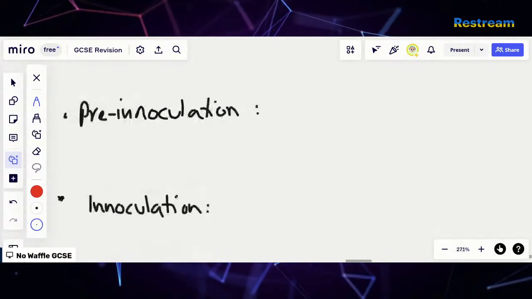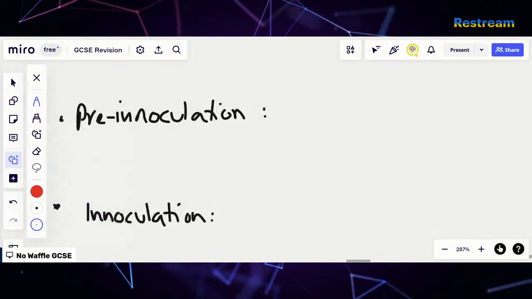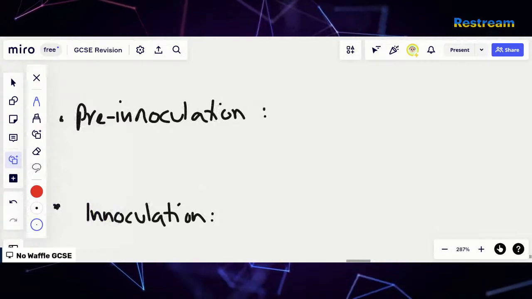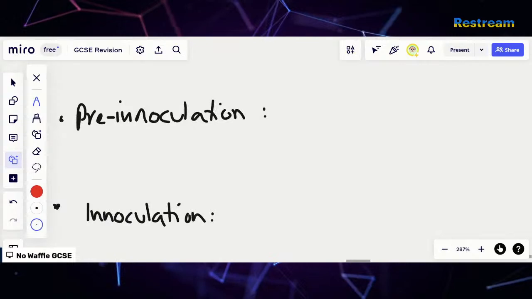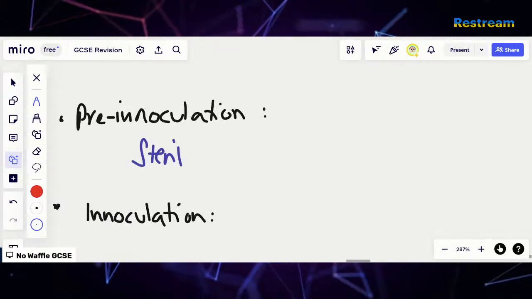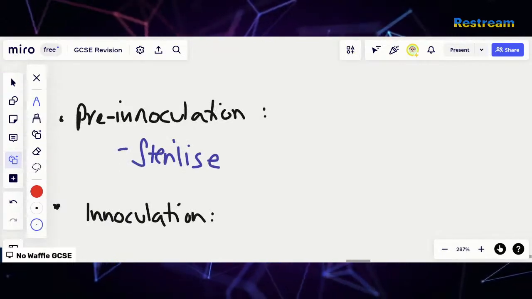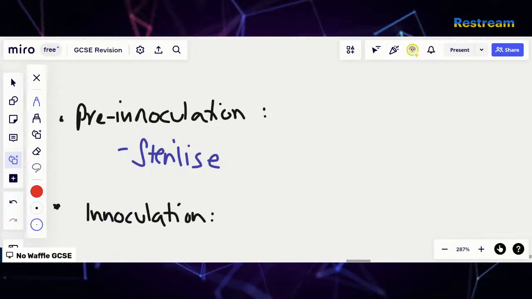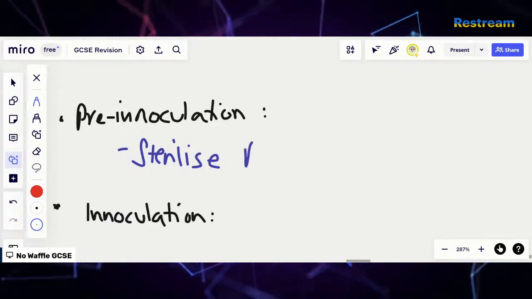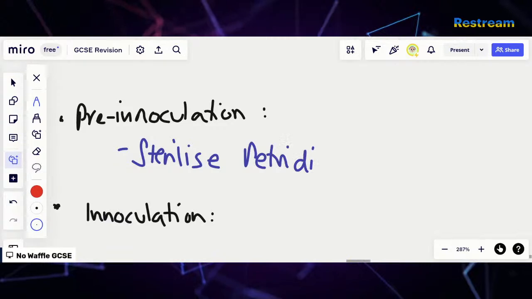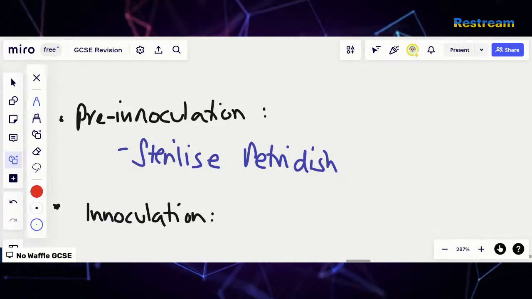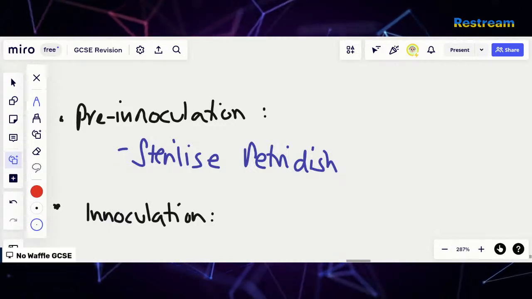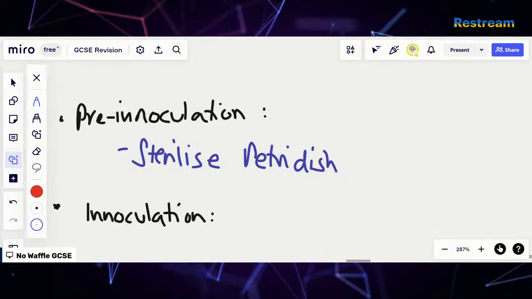So what happens at pre-inoculation? Let's look at that first. At pre-inoculation, first of all, we have to sterilize everything. Things we sterilize include the petri dish itself, because we want to get rid of any unwanted bacteria, because we don't want them to compete with the bacteria we are trying to grow and therefore cause problems.